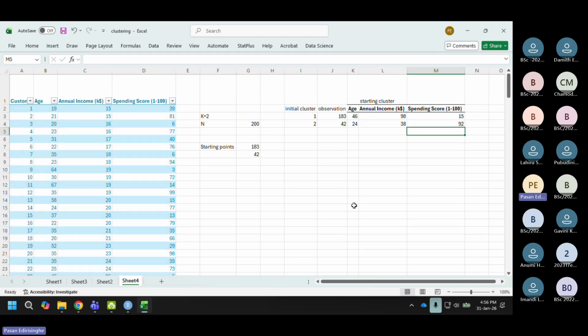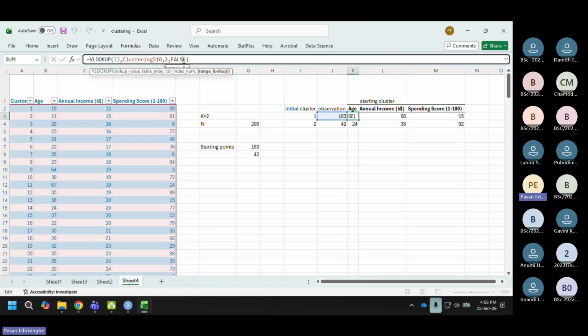So the command that we are using is a lookup. We look at the J3 number and then go to the clustering 510 table, and then look at the second column. This is indicating the second column. And then the last one is whether we are going for a range lookup, that means whether we want to select some range here as well.